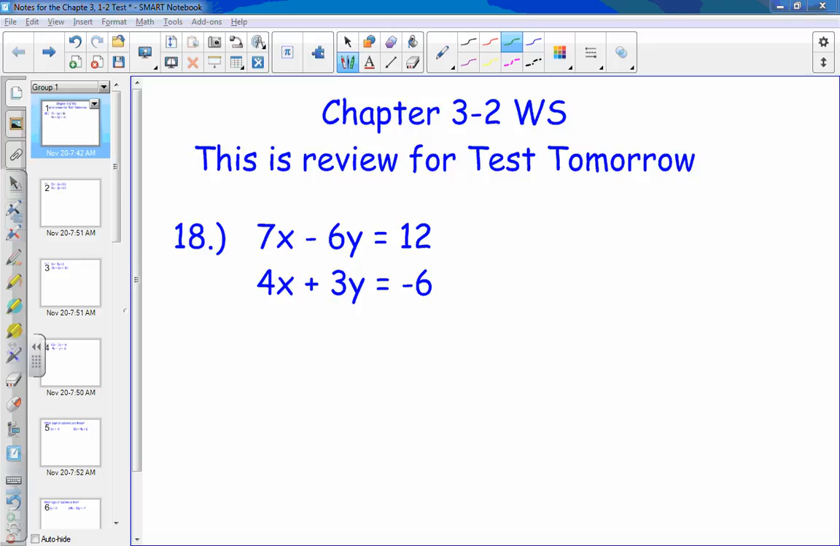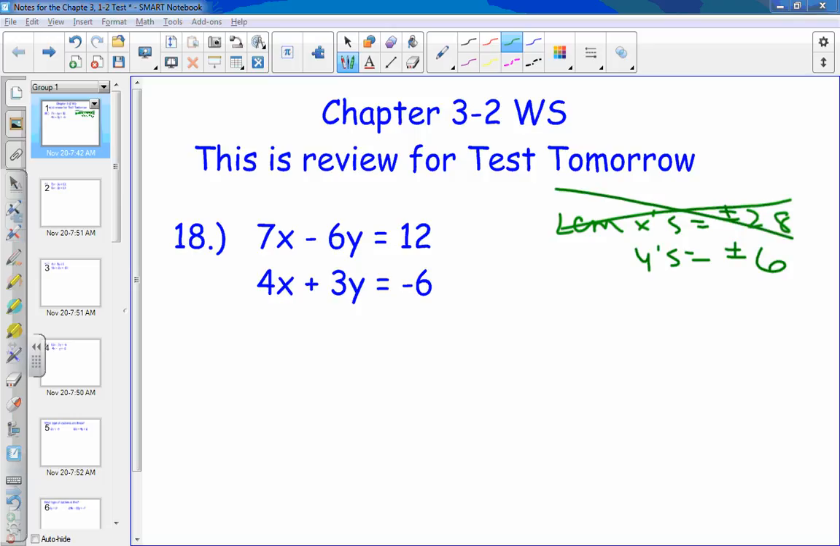So I'm going to go ahead and find the least common multiple of my x's, and that's going to be plus or minus 28. The least common multiple of my y's is going to be plus or minus 6. 28 is too big of a number, so I'm going to focus on the 6. So that means equation 1 already has a negative 6, so I leave this alone, and I'm going to multiply the bottom equation by what to get a positive 6y? And that's going to give me a 2.